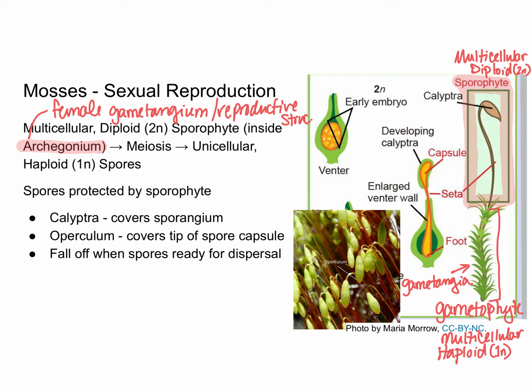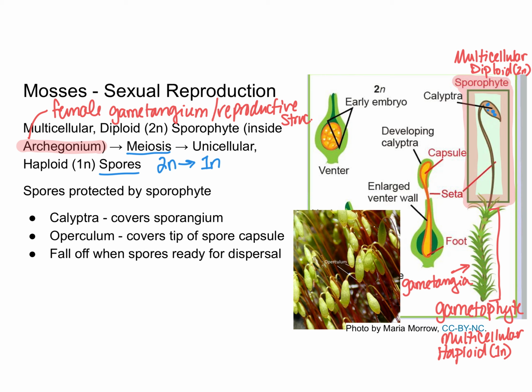Then there are cells within the sporophyte that are going to go through meiosis. So there are cells up here going through meiosis. And remember, in meiosis, a diploid cell produces haploid cells. More specifically, these haploid cells are going to be unicellular haploid spores. And these spores are protected by the sporophyte until they're ready to be released into the environment.